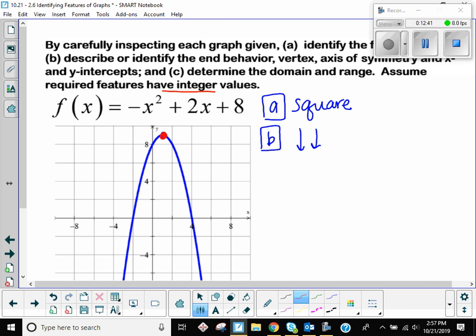What is it counting by? 2. Your scale is 2, right? 2, 4, 6, 8. So if the scale is 2, what is the x value for that point? And what is the y value? 9, right? Because it's going 4, 6, 8, 10 right there. So the vertex is (1, 9). Please write it as an ordered pair, as a point, with parentheses, with a comma.